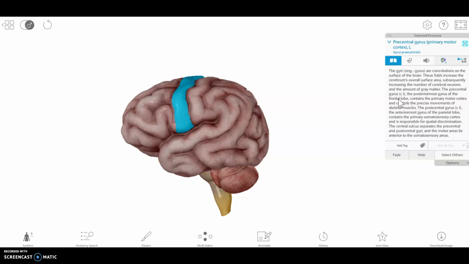Okay, and then Broca's area, this is the motor area for speech.